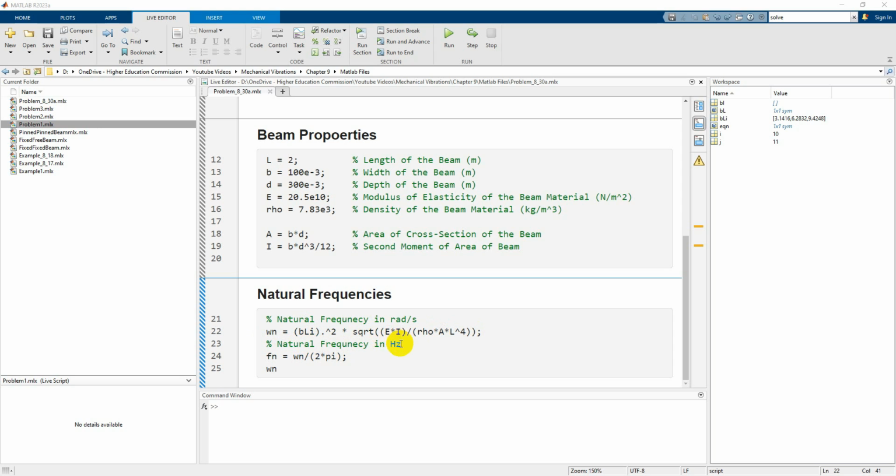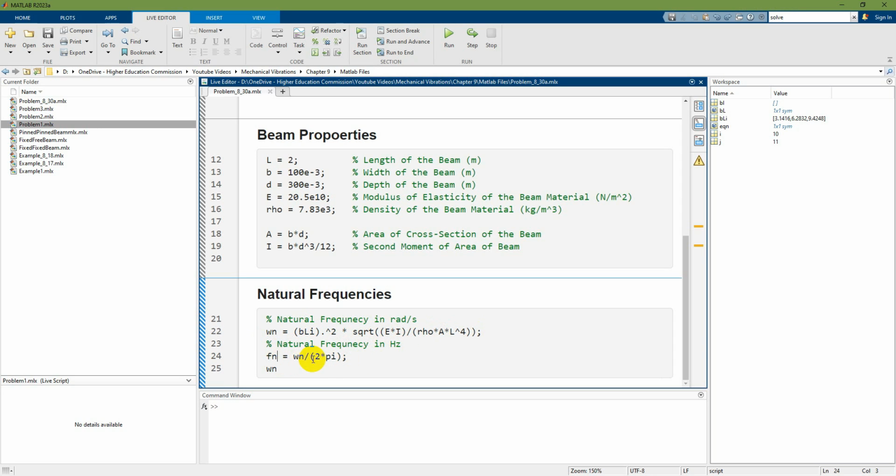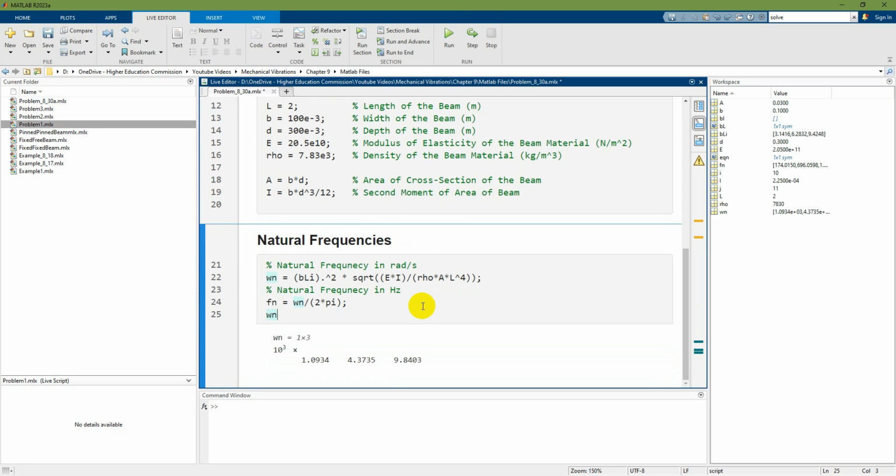And then natural frequency in hertz, that is Fn, so that is omega n over 2 pi. So then I'll get three values of omega n. So these are the three values of omega n. So it is 1093.4, 4373.5, 9840.3. So these are three frequencies in radians per second.